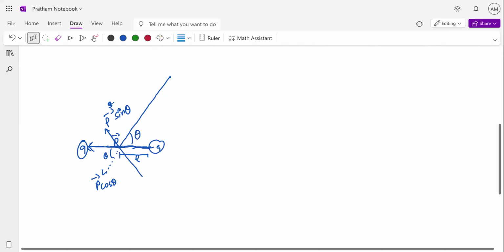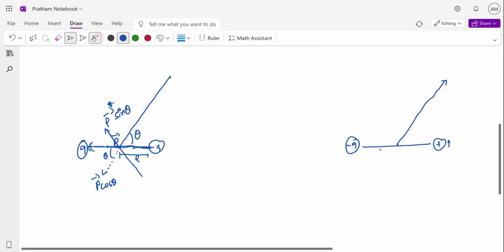I hope it is clear now. In some books you will see that they have taken the angle towards the positive side. If you take it towards the positive side, the dipole moment resolves like this: p cos theta, and the other component is p sin theta. You don't have to worry about which is correct, because whatever theta you choose, it will do your work.